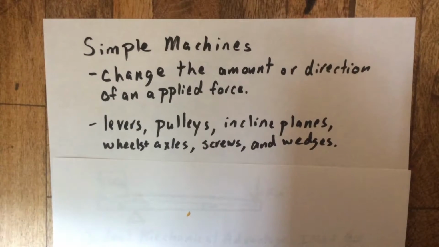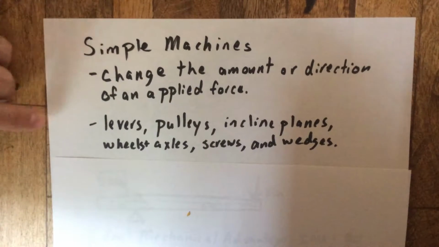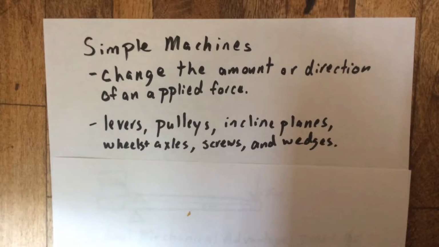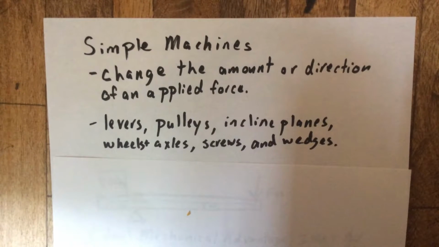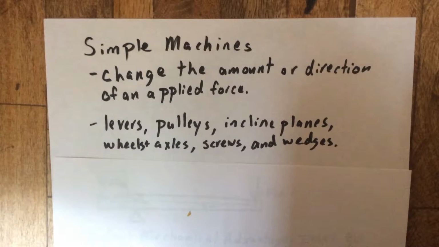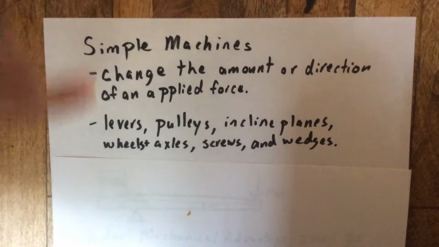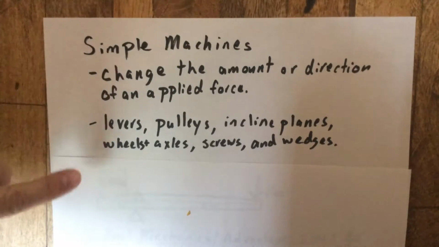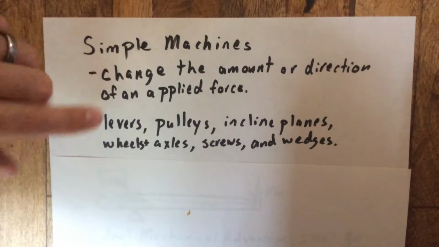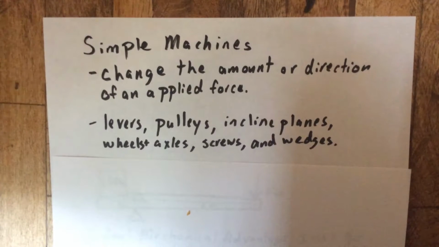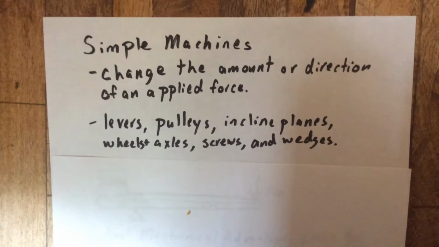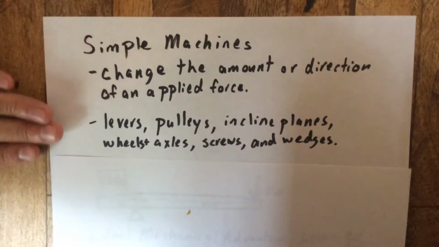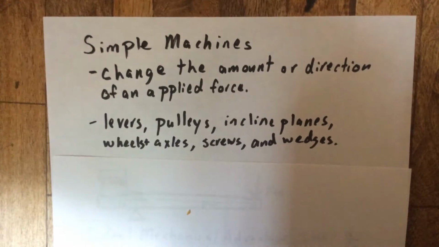In all these cases, we've got a force that's being applied, and then we get a change in either how much force we get out or a change in direction. Normally, when we think about a pulley, you pull downward and it lifts the other side up. But we can have pulleys where we have multiple pulleys connected together, where you get more force pulling up than you get pulling down. The important thing about simple machines is that they do absolutely no extra work.